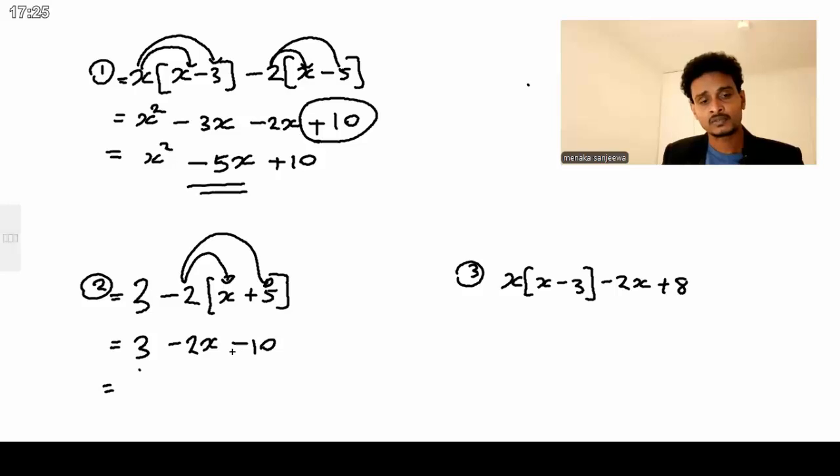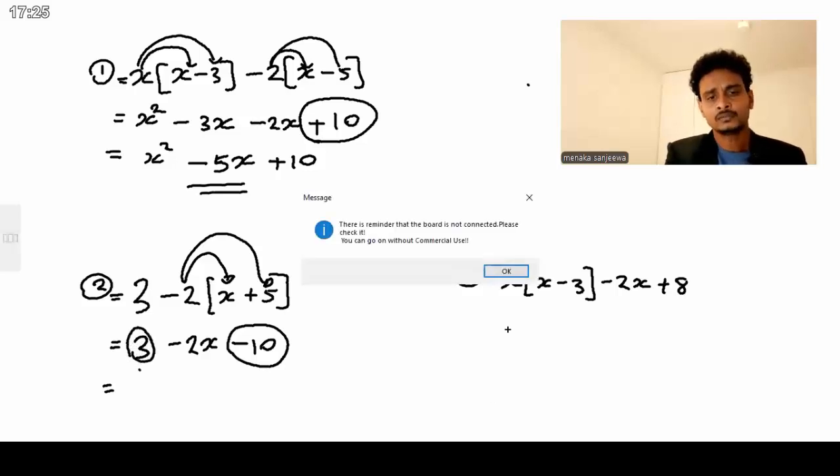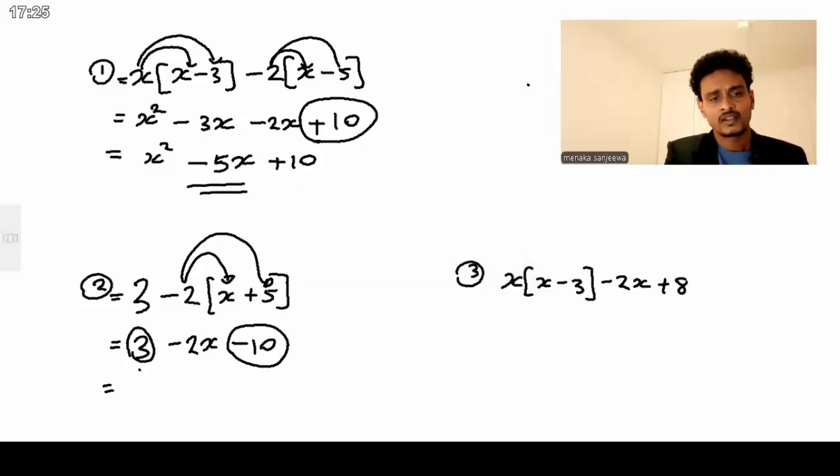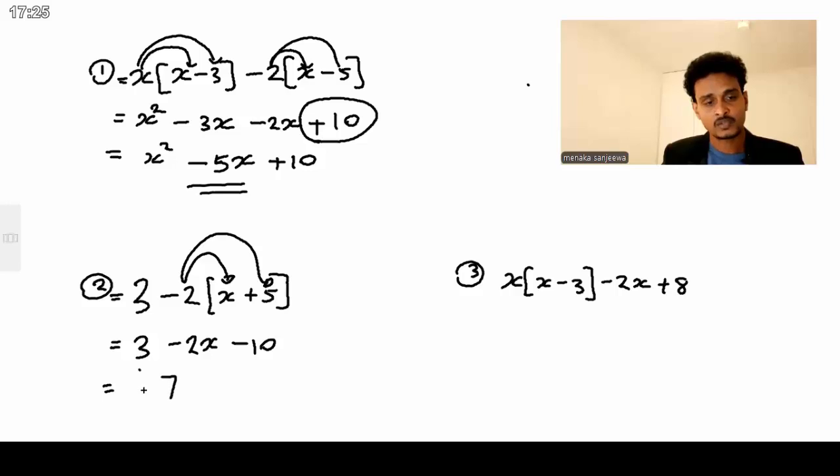Why does minus 7 come? Because the bigger number, 10, has a negative sign. 10 is negative, the 3 is positive. Different signs, you have to subtract. So the answer will be 7, and its sign should be minus. We write the sign in front of the term. Minus 7 and minus 2x. Okay, we got the next one.